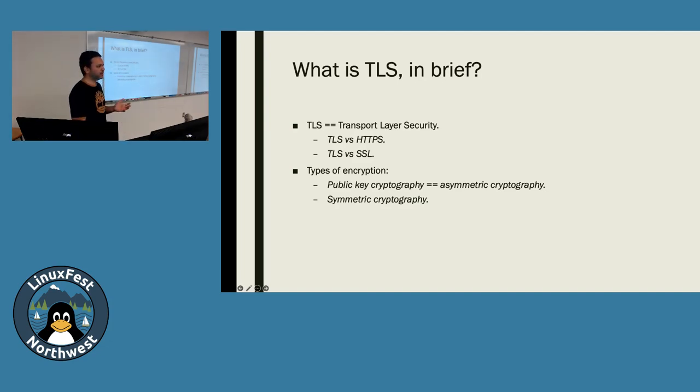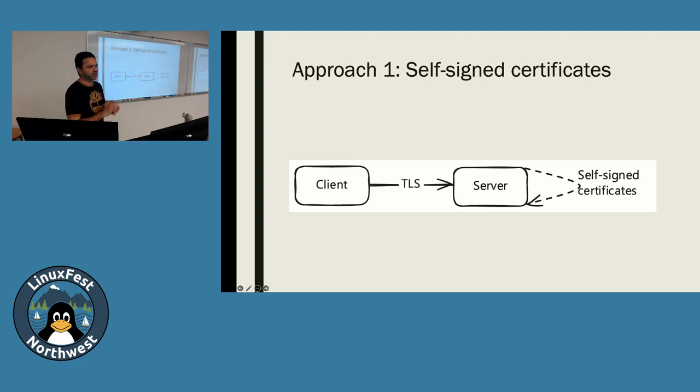So with that in mind, let's talk about the first approach, which uses self-signed certificates. Certificates are a key part of TLS encryption, and they are essentially a way for an entity, like the server in this case, to establish its identity. So in this approach, as the name suggests, a server would just generate a certificate out of thin air and would try to use that for encryption.